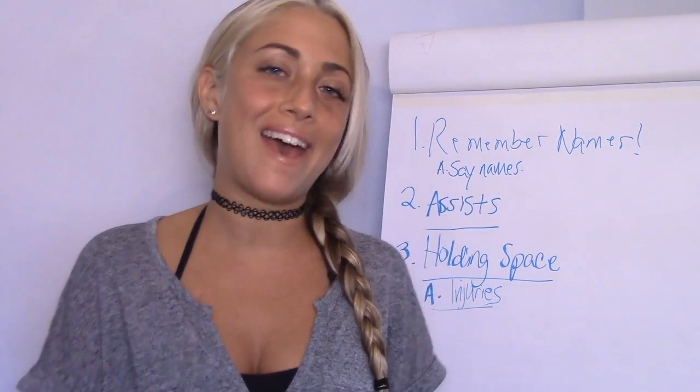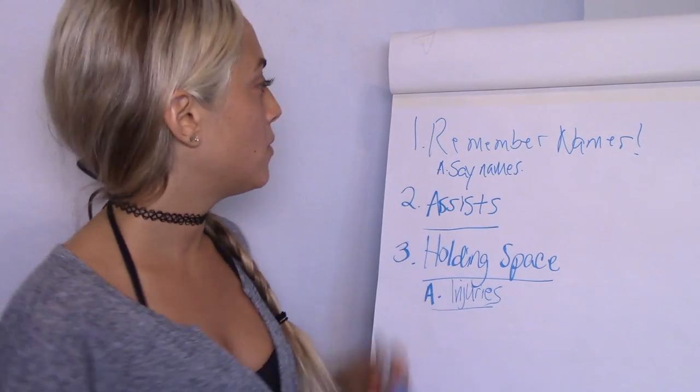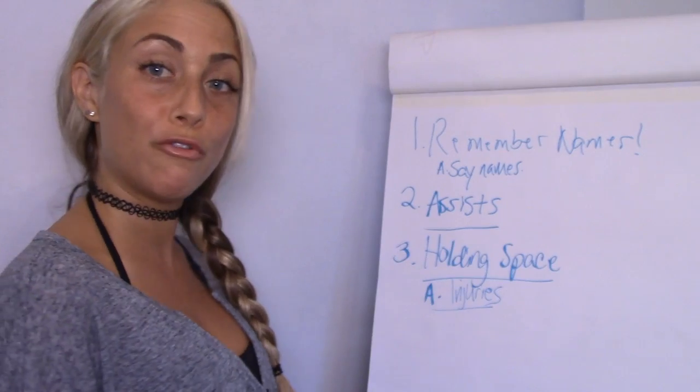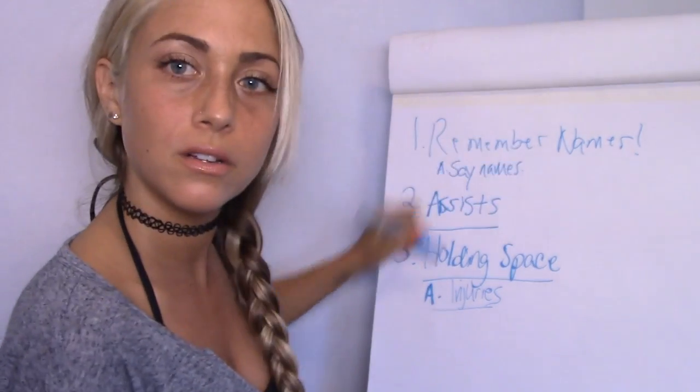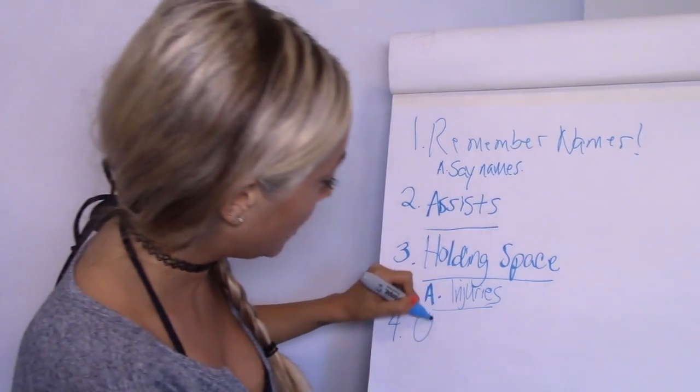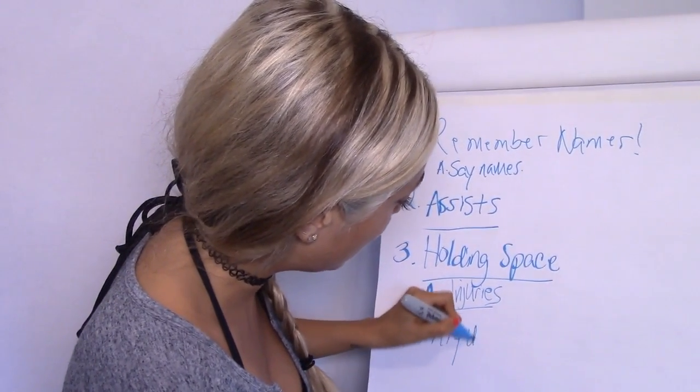So ask questions, get involved, ask about injuries. That's it. Keep it simple, but ask the question. Okay? So we've got remember names, hands-on assist, holding space, asking for injuries. And number 4, do we have enough room over here? Yeah, we have enough room. Number 4 is unique. I'm just going to write the word unique. Make it your own. What's your little flair?